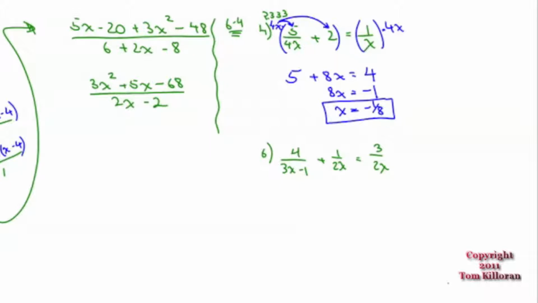Right. What do I do? Well, it's an equation, and it has fractions. So you multiply by the LCD, which is 3x minus 1 times 2x. Reverse the order, and it looks prettier.